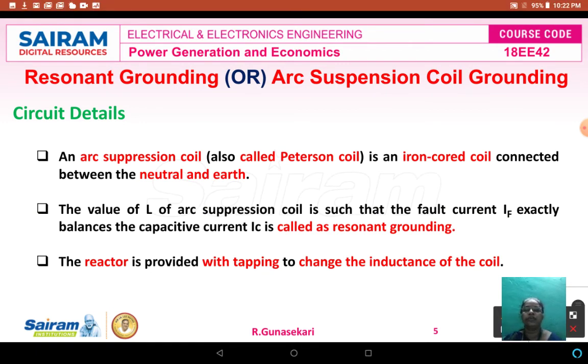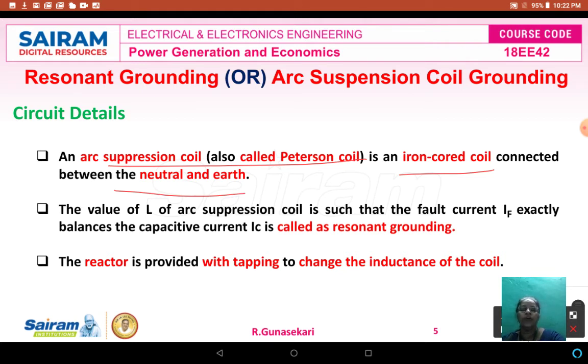So the circuit explanation: the arc suppression coil is called the Peterson coil. The arc suppression coil is nothing but an iron cored coil which is connected between the neutral and earth. We already saw this in the circuit diagram.